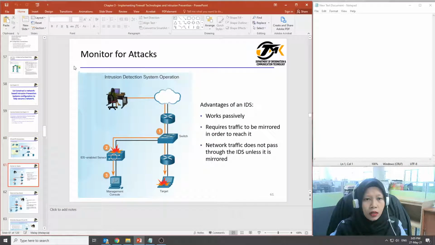Other than that, it must be able to monitor for attack. It means the IDS has a sensor to know that the intrusion has been done to that particular network, and it must be able to detect, in the management console, whether the target is inside the LAN. The advantage of IDS is that it works passively. It requires traffic to be mirrored in order to reach it, and traffic does not pass through the IDS unless it is mirrored. It means if you configure it incorrectly and the traffic is not mirrored, then it cannot be detected.